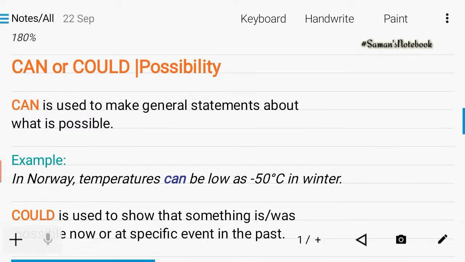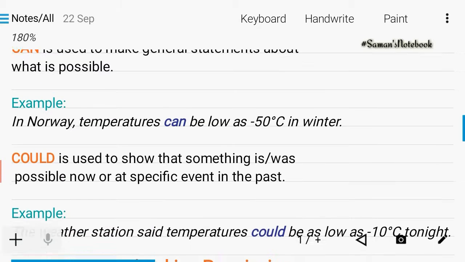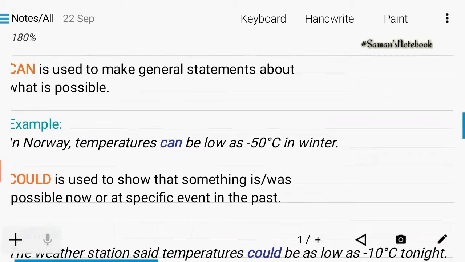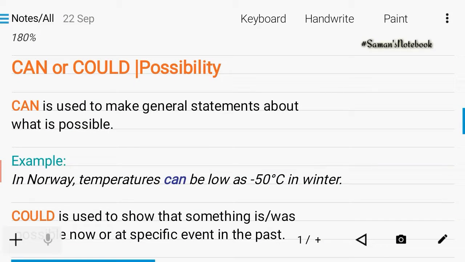Number 3. Can or could is used when there is a possibility. Can is used to make general statements about what is possible. For example, in Norway, temperatures can be as low as minus 50 degrees Celsius in winter.